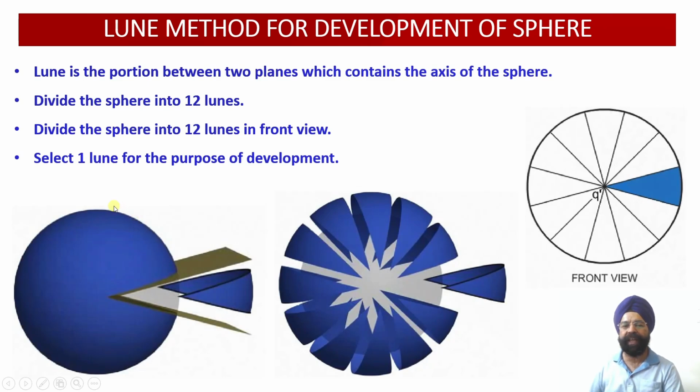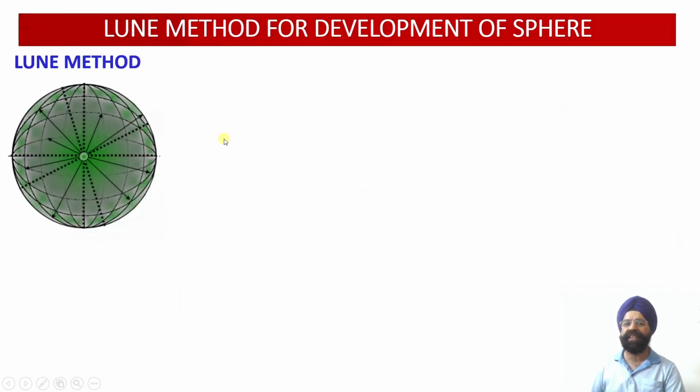We have to divide this sphere into an equal number of parts. Here we are going to divide this sphere into 12 lunes, or 12 segments, in the front view, and then make the development accordingly. We have to select one lune for the purpose of development. So let us see some other representative diagrams.